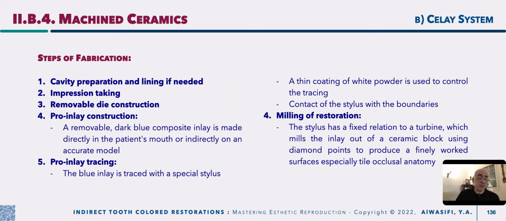Then the steps of fabrication are very simple: cavity preparation and lining if needed. Here lining is not only for pulp protection like that for the CEREC system, but also to block out undercuts, because here you get a normal impression with elastomeric material that could record these undercuts, and may lead to fracture of enamel margins above these undercuts. That's why you need to block out undercuts in this system.